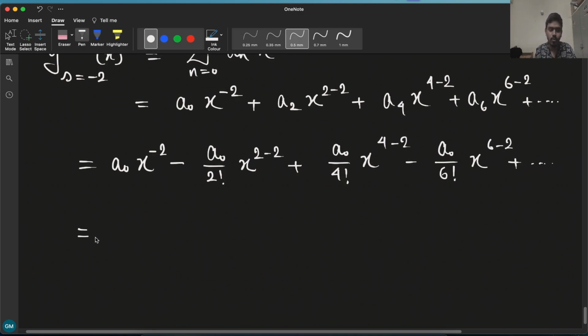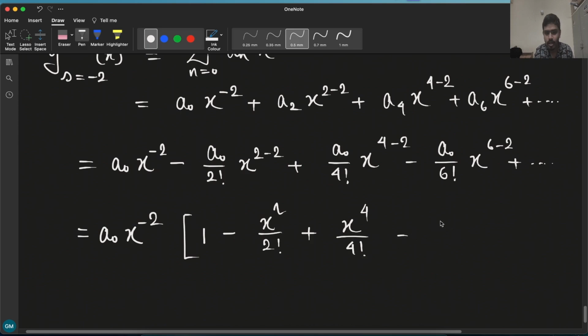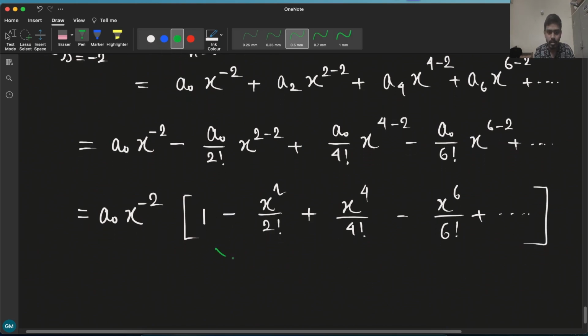So now we can see what terms we should take common so that I can get a well-known series, and what series it will be. There are terms like 2 factorial, 4 factorial, 6 factorial, and alternating plus and minus signs. So we are expecting a Maclaurin series of the cos function. For that I need to take a0 x to the power minus 2 common. Then what I will get is 1 minus x square by 2 factorial plus x to the power 4 by 4 factorial minus x to the power 6 by 6 factorial plus dot dot dot. This is nothing but cos x.